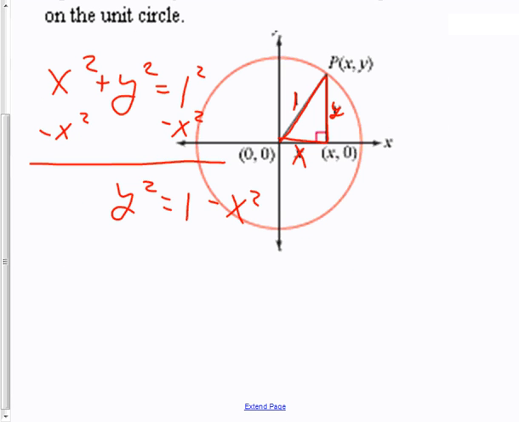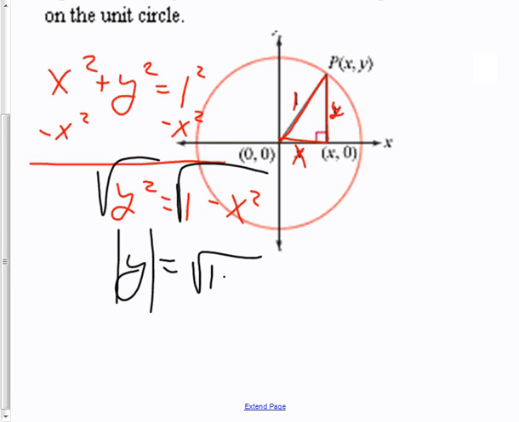I'm really close to having y alone. What do I need to get y all the way alone? Square root. When I do the square root of both sides, some of you are going to still forget and think that this is y. It's not y. What is it? It's the absolute value of y. Remember that? Got to get that through your head. You're going to see it over and over and over. And in pre-calc, we'll do it over and over and over. You got to know that's absolute value or you're going to keep losing points. Okay, square root of 1 minus x squared.